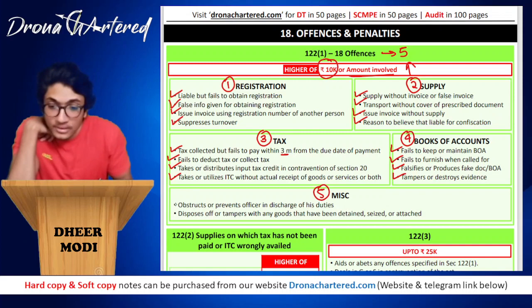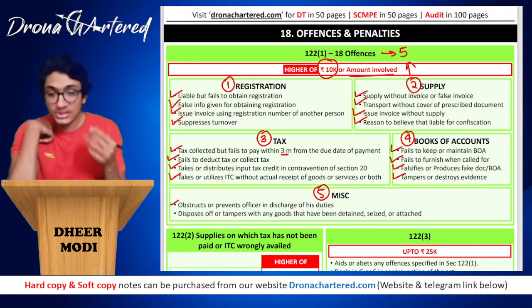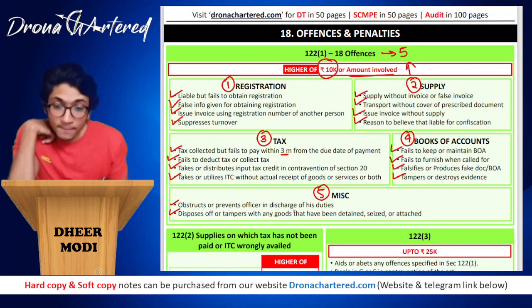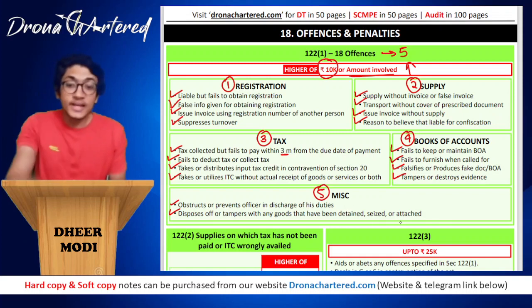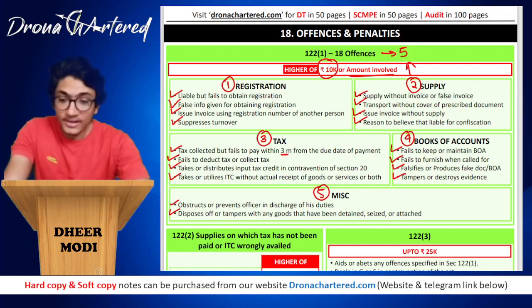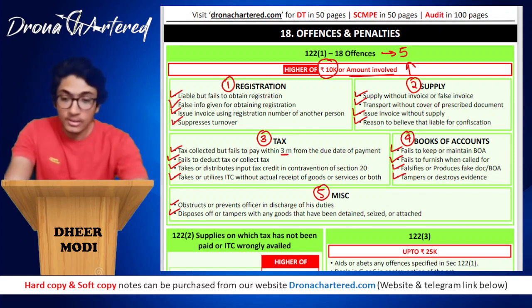Now your 2 offenses: obstructs or prevents officer in discharge of his duty. That means you're not letting the GST officer do his duties. And last is disposes of or tampers with any goods that have been detained, seized, or attached. Okay, so we did 18 offenses, where the penalty is the amount involved or 10,000, whichever is higher.